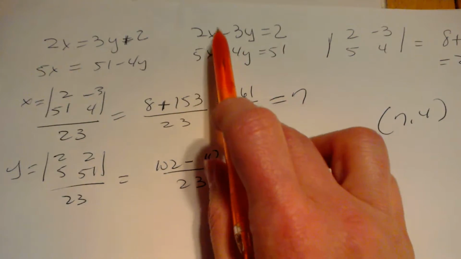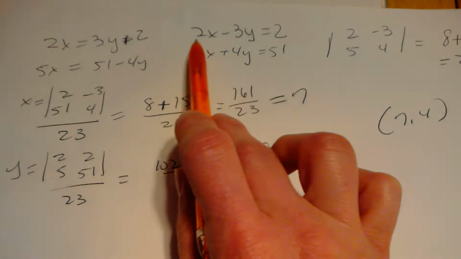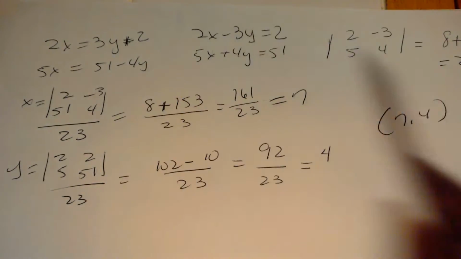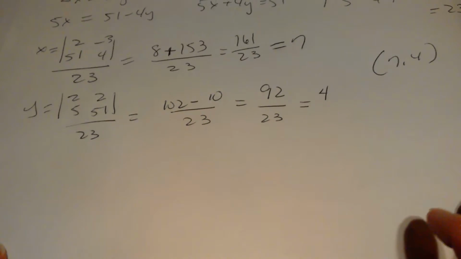We could always plug it in and say 14 minus 12 is 2, 35 plus 16 gives me 51. So it works. All right, so we can also find the determinant of a 3 by 3 matrix.